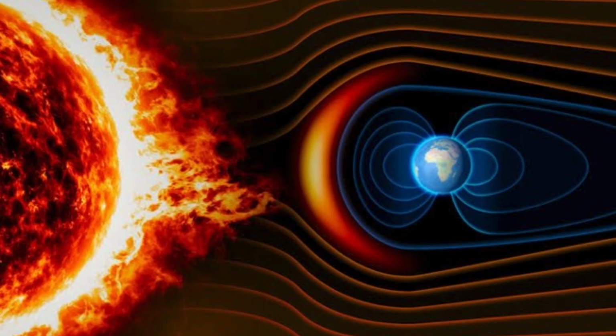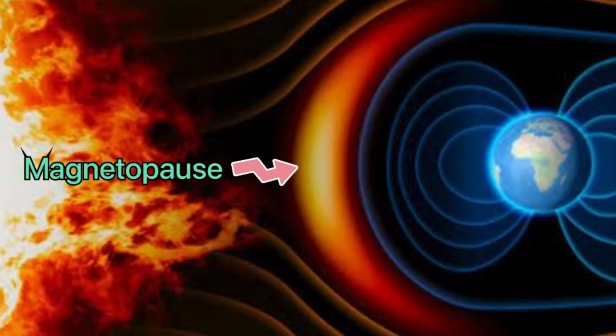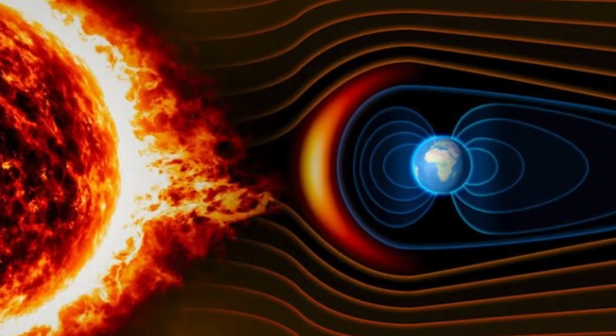This interaction creates a region around Earth called the magnetosphere. The front boundary facing the Sun is called the magnetopause, where the pressure from the solar wind balances the Earth's magnetic field. It acts as a shield, deflecting most of the charged particles away.